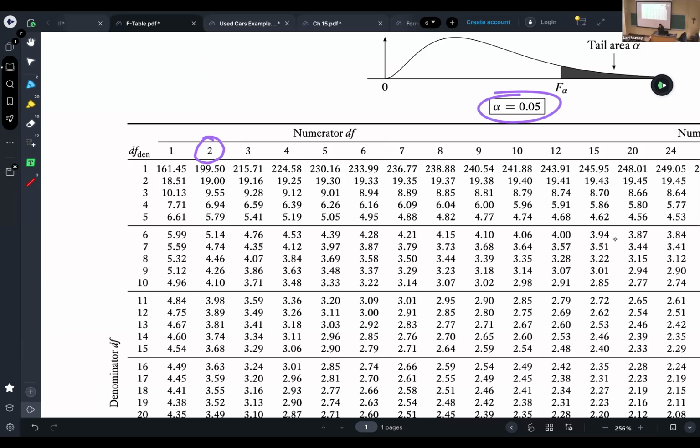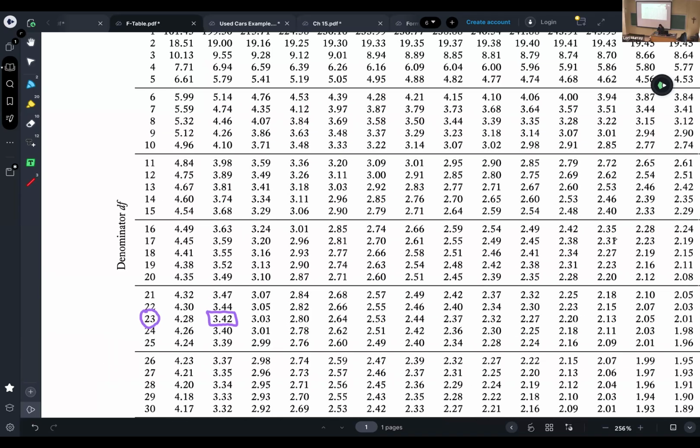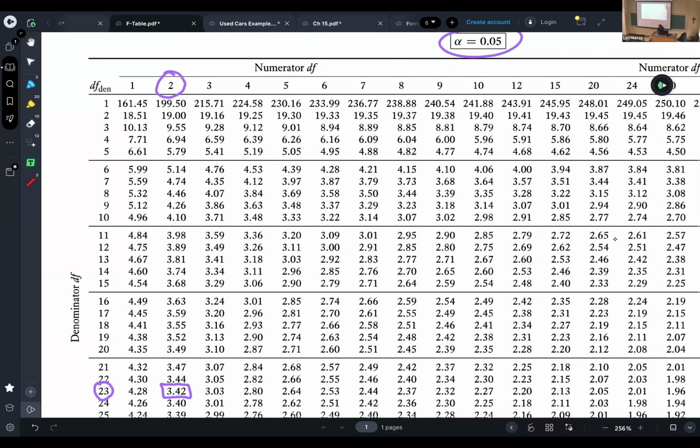And we're always using the sheet. I have posted all of the sheets, including if alpha is 0.01, because some of the questions in the practice test go into other alphas, which is okay. But know that you'll be given this 0.05 sheet for our test. So that's 3.42.